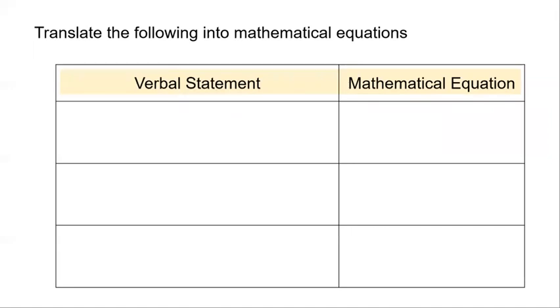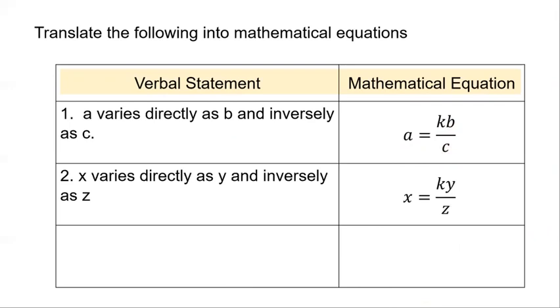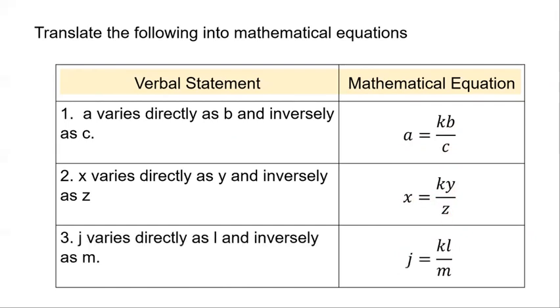Let us translate the following into mathematical equations. Number 1, A varies directly as B and inversely as C. So we have A is equal to KB all over C. Number 2, X varies directly as Y and inversely as Z. So we have X is equal to KY all over Z. 3, J varies directly as L and inversely as M. So we have J is equal to KL all over M.